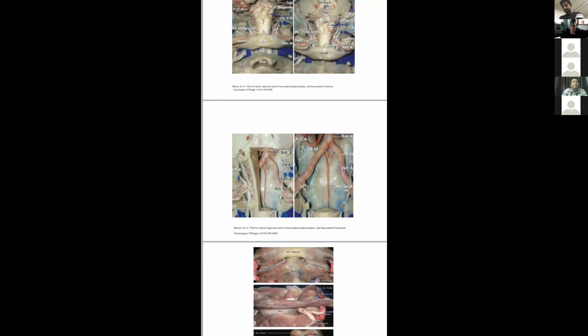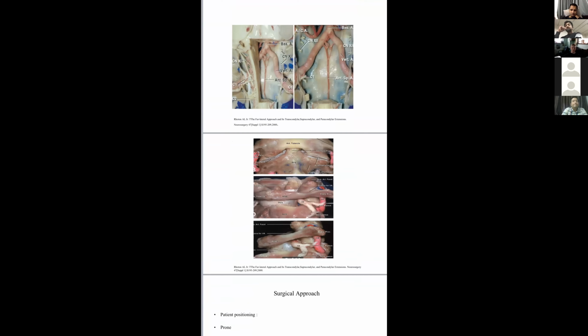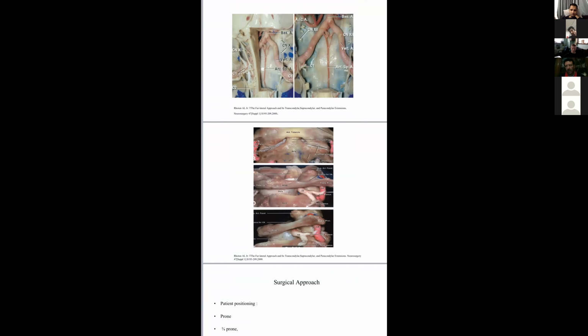The first diagram shows the posterior approach, which shows C1 and C2. The second diagram is the posterolateral approach, in which we can see the atlas, the C2 ganglion, and the vertebral artery. The last one is the far lateral approach, in which we see the superior facet, the inferior facet, the vertebral artery, and the C2 ganglion.